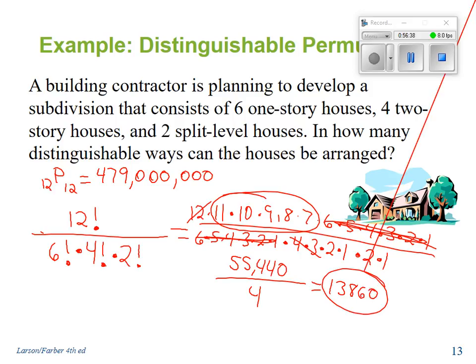13,860. Is that a big difference from the 479 million that we had up here? Yeah. When we want them to be different, so if John and Joe both buy 2-story houses, and we want to know that they live in different areas, then switch around one here. A lot of different permutations there. So this is distinguishable permutations.